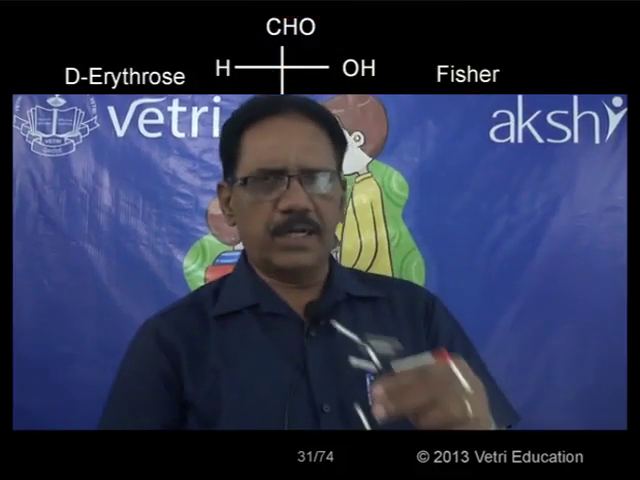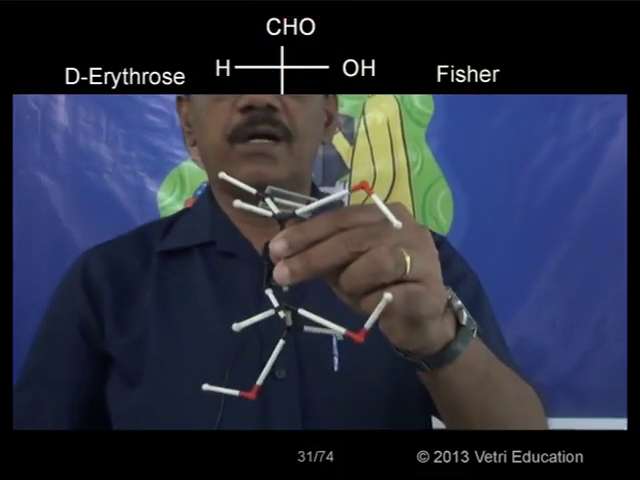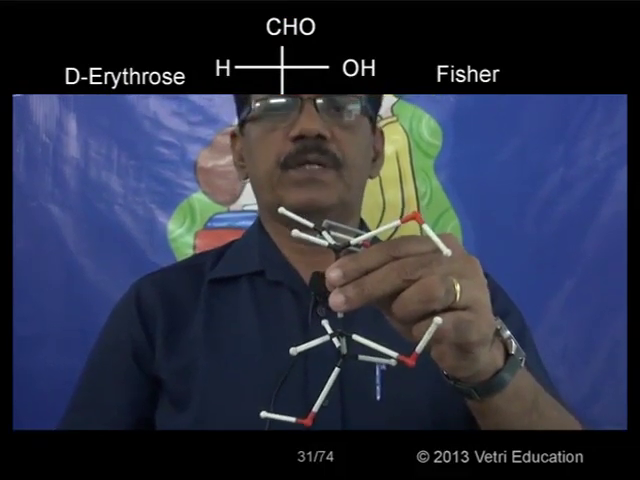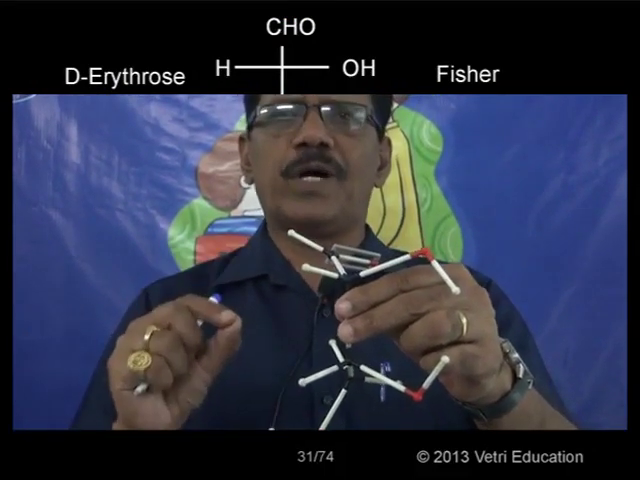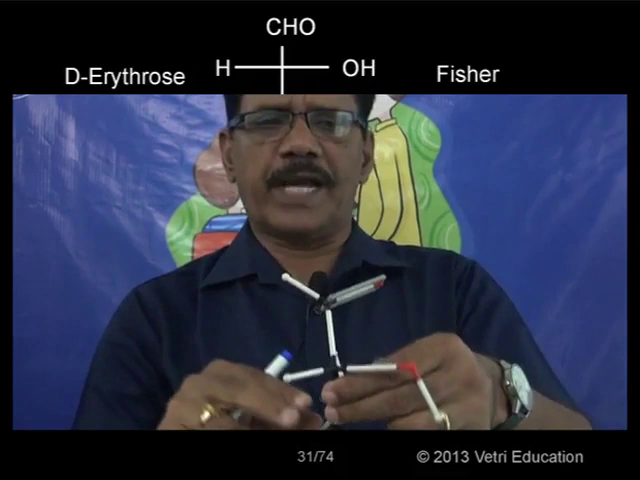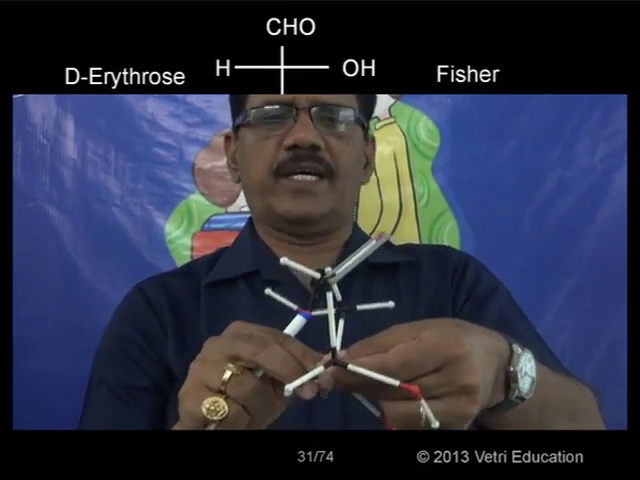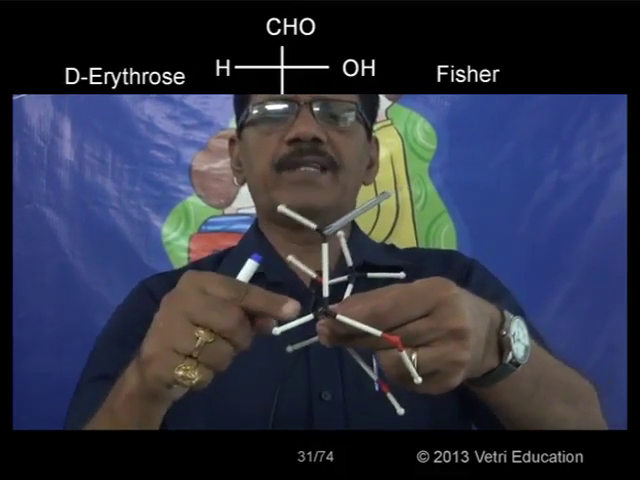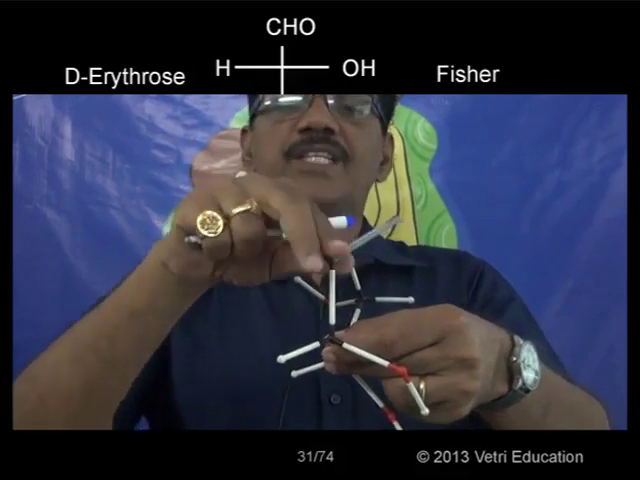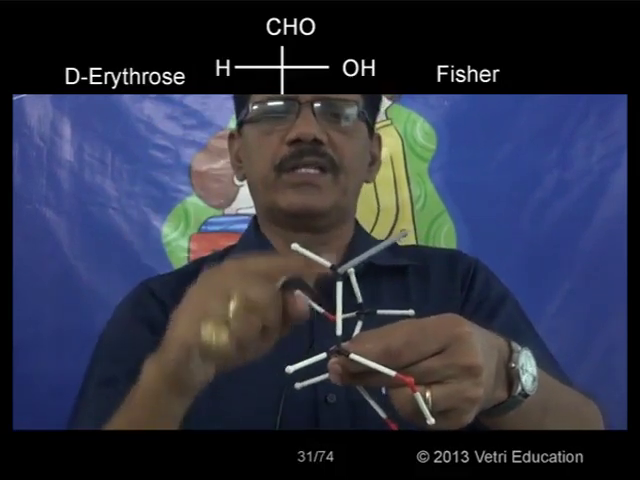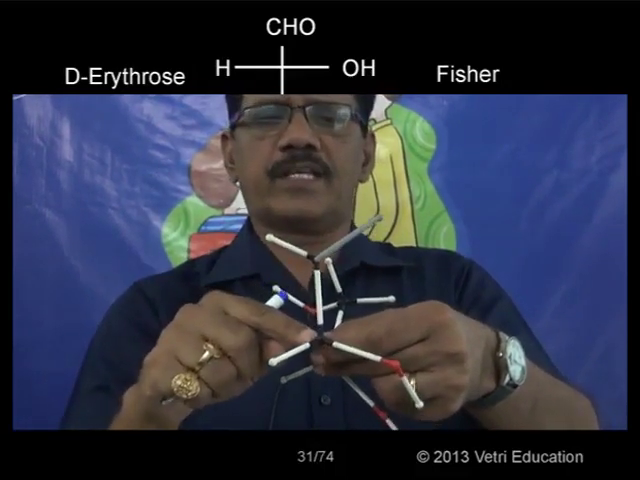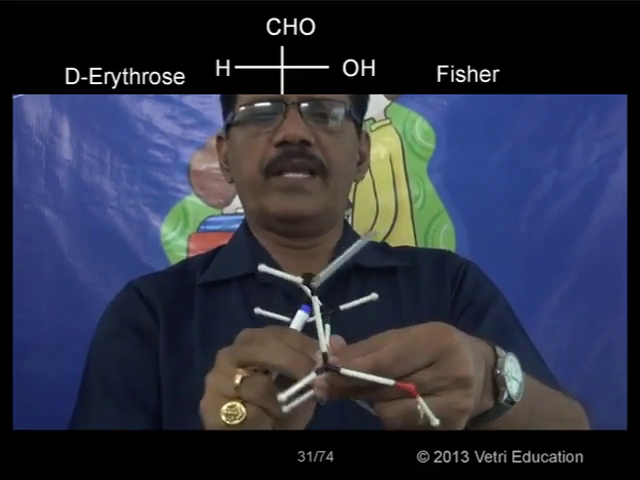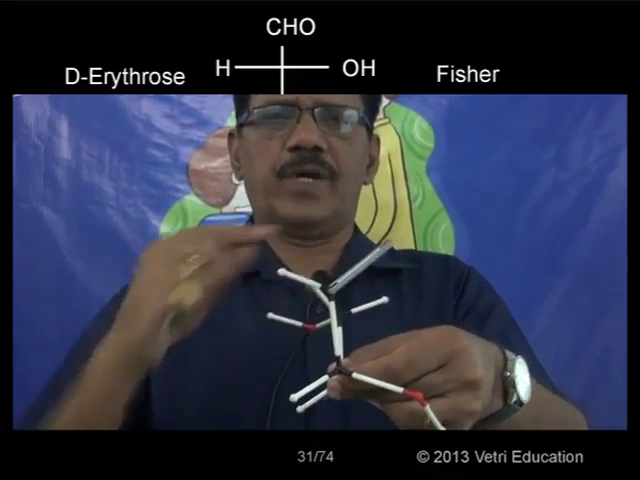The first method is, kindly follow, the Fischer projection. Now I am going to show how to view according to Newman. Suppose I am just rotating it here. This is the way. This is CHO, very near to you. This is carbon 1, this is carbon 2, carbon 3, and carbon 4 is this CH2OH.